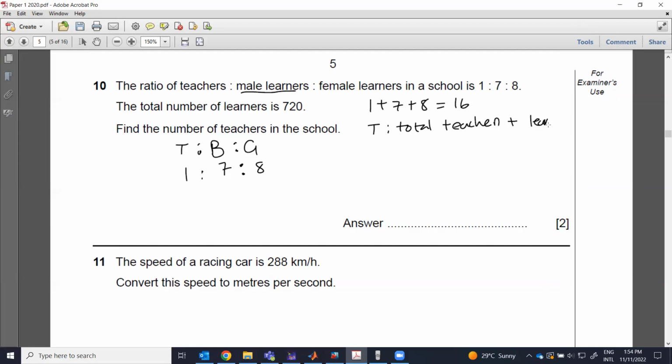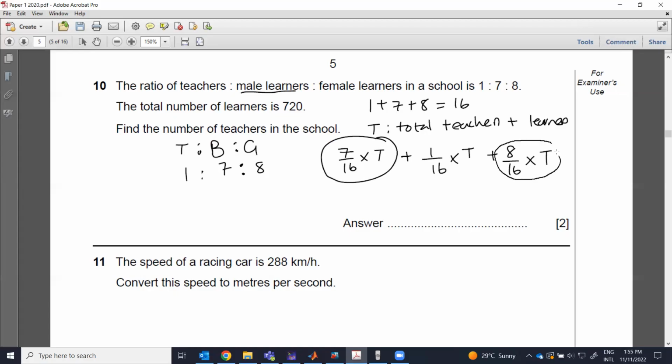So we say this is total teachers plus learners. If we wanted to find out just the number of boys, we would say 7 over 16 times T. This will give us the number of boys. If we wanted the number of teachers, we would say 1 over 16 times T. And if we wanted the number of girls, we would say 8 over 16 times T. Now, what we do know is that the number of boys plus the number of girls is equal to 720, because this is the total number of learners.